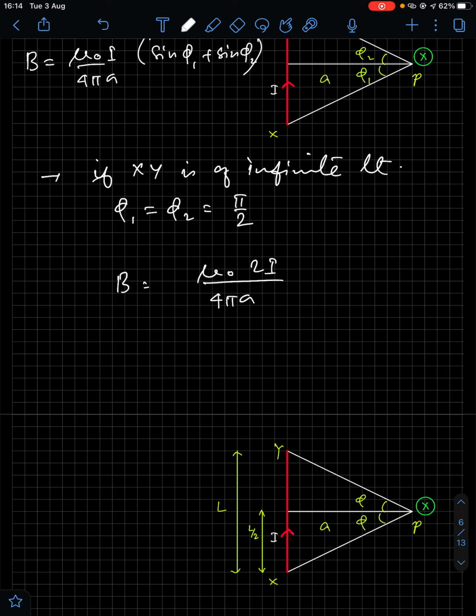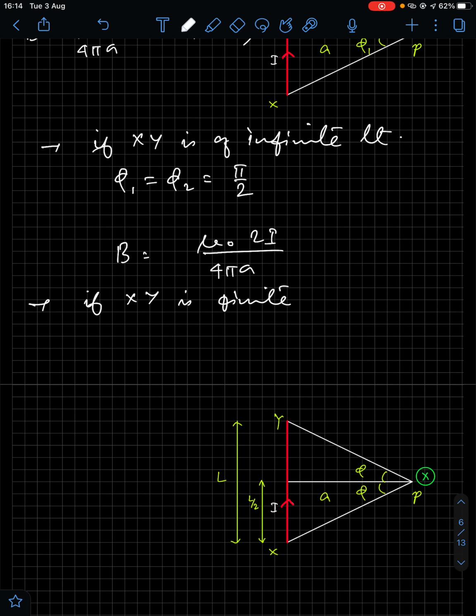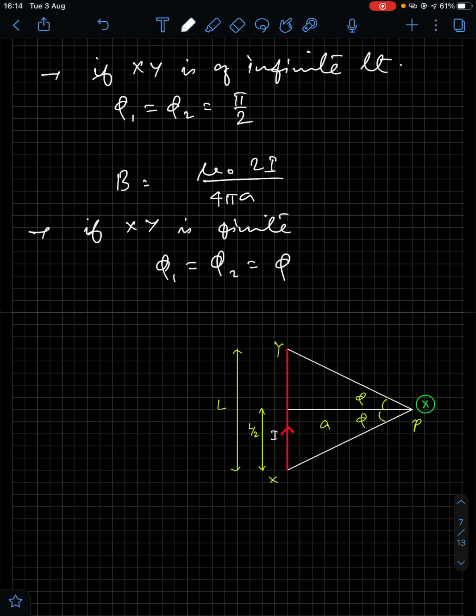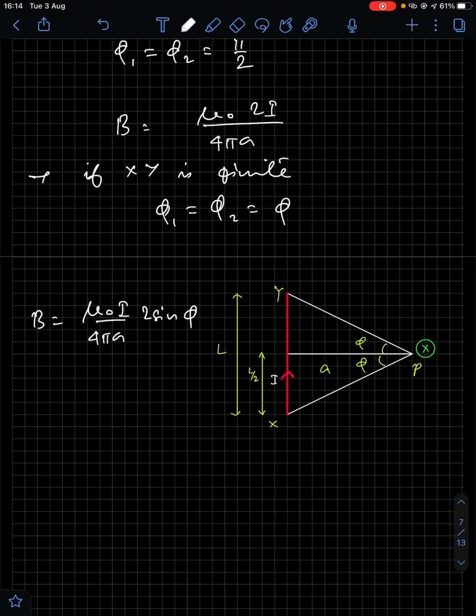Now if the conductor is of finite length, if XY is finite, in that case phi 1 equal to phi 2 will be equal to phi. The angles will be equal, and B will become mu naught I by 4 pi A times sine phi plus sine phi, which is 2 sine phi. Now let's see from the diagram what sine phi is.